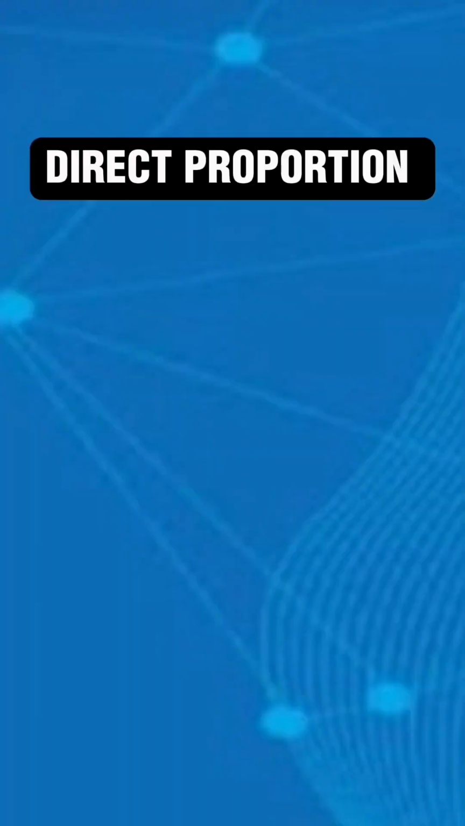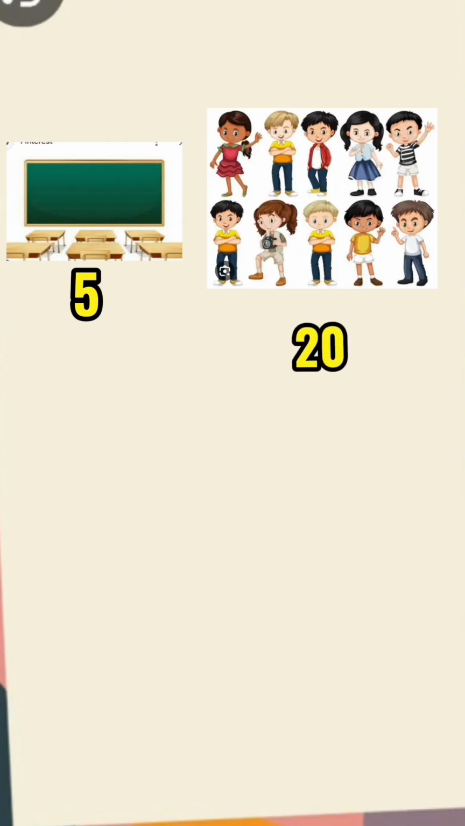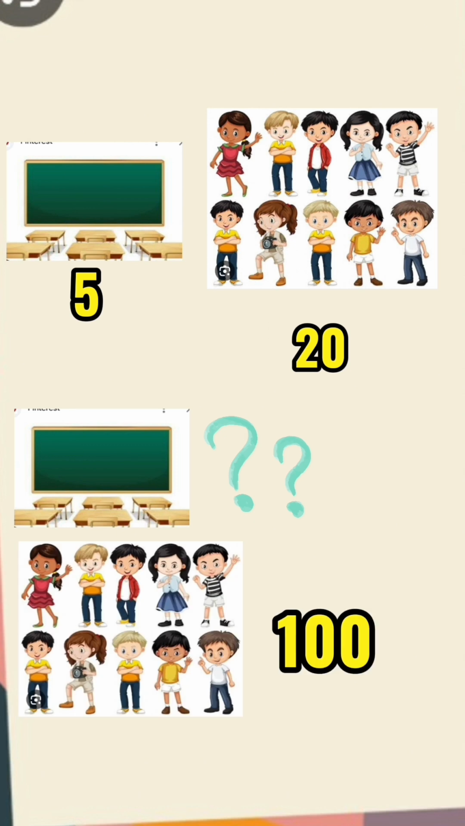First is direct proportion. A direct proportion is when, as one quantity increases or decreases, the other quantity increases or decreases at the same rate, and vice versa. Let me give you an example. There are 5 classrooms that can accommodate 20 students. Now, here's the question. How many classrooms do we need when there are 100 students?